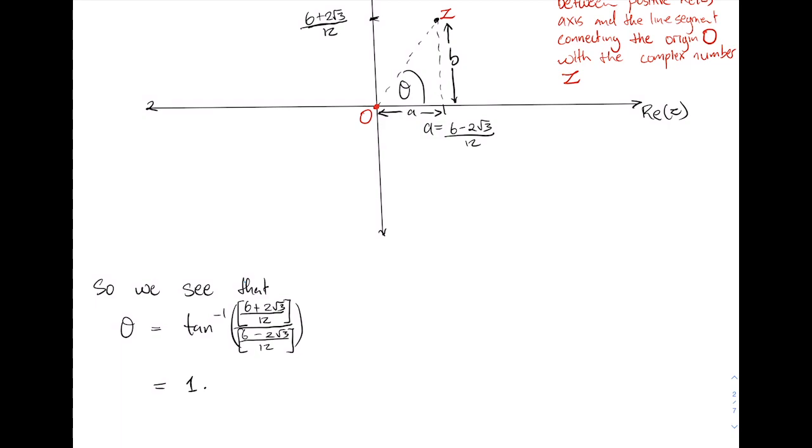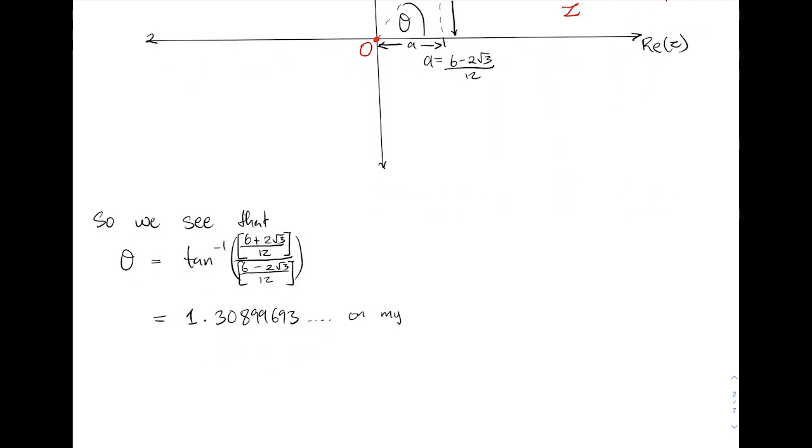Plugging that in our calculator, we end up with 1.30899693 on my calculator. We then divide by pi, which gives us 0.416666 pi, which means that we can convert that repeating decimal into 5 divided by 12 pi.